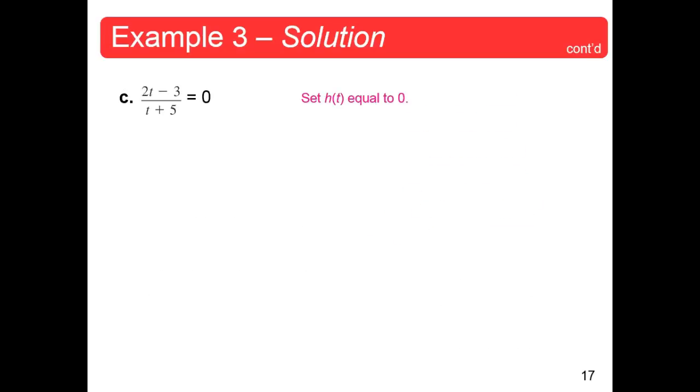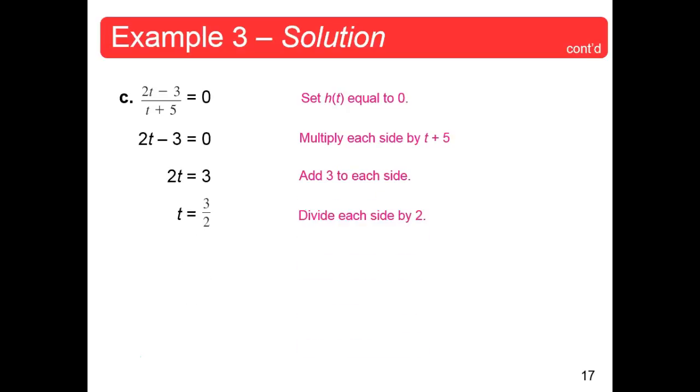Okay, let's look at that third one. We set that function equal to 0. And then, what did they say to do? They multiplied both sides by t plus 5, just like Amber did. But you could have also just said, that means the numerator has to be 0. Either way would have given you that result. Solve that, and you get 2t is equal to 3, and t is equal to 3 halves.